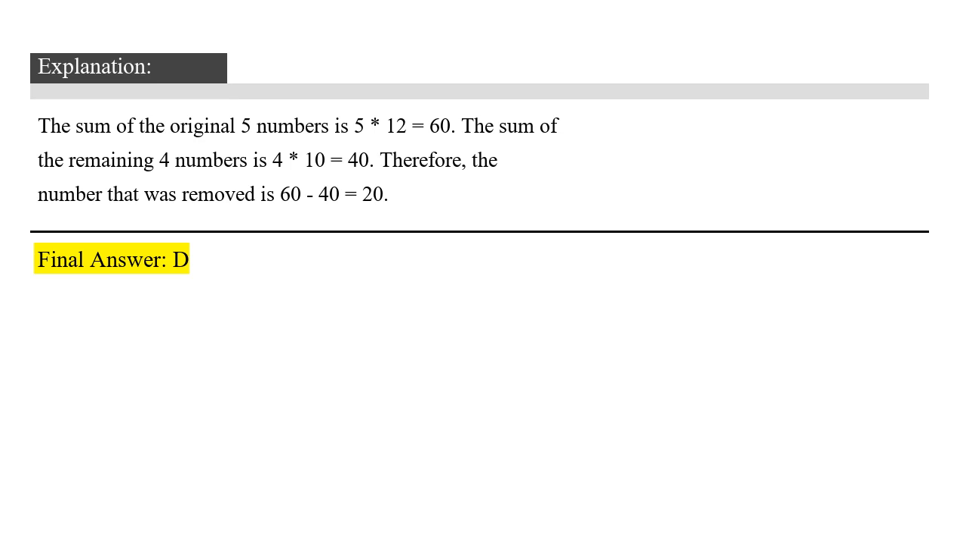The sum of the original 5 numbers is 5 times 12 equals 60. The sum of the remaining 4 numbers is 4 times 10 equals 40. Therefore, the number that was removed is 60 minus 40 is equal to 20.